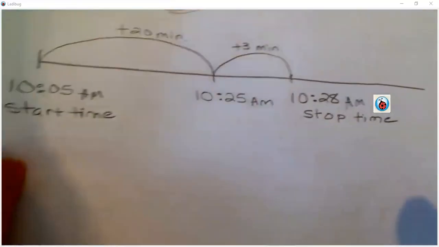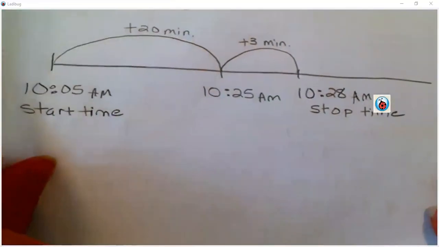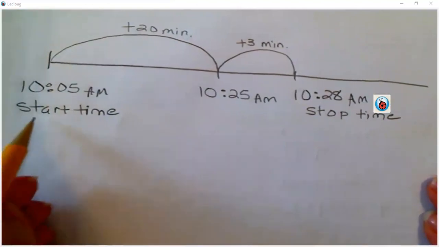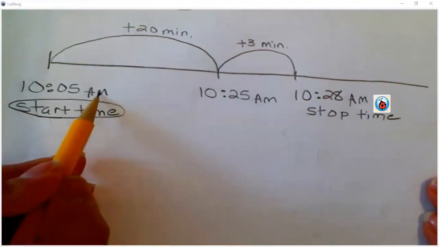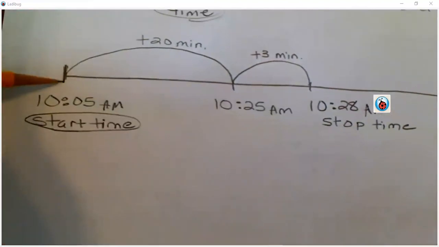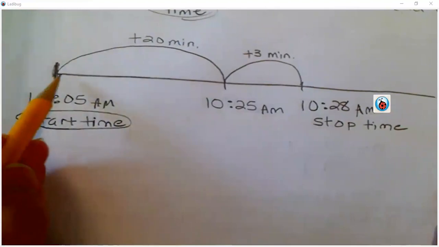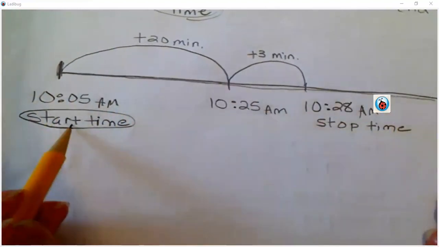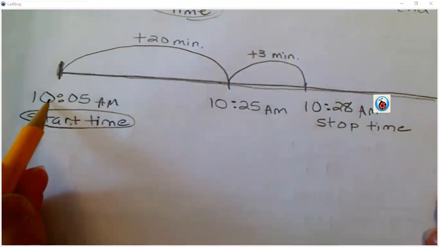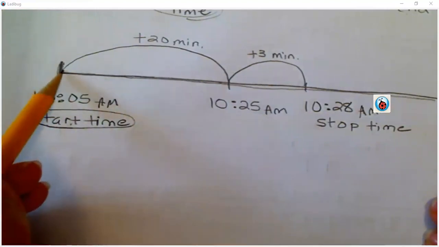Okay, this is the timeline that I made up for this problem. Now in this one, I was given my start time. My start time was 10:05 a.m. I'm going to write that down on this side of my timeline that I'm drawing, right? I know the start time, 10:05. Well, I know that Ben was riding his bike for 23 minutes. So I'm just going to break it into some friendly numbers for my brain.